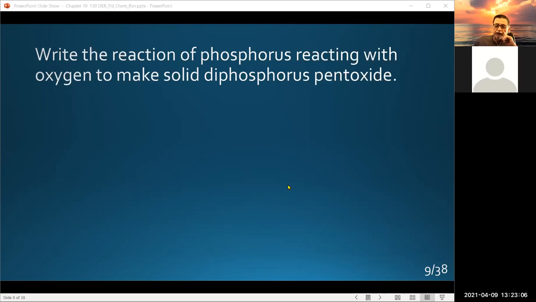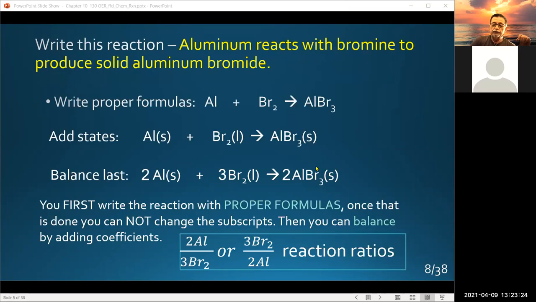Okay, one more example. They're asking you to write the reaction of phosphorus reacting with oxygen to make solid diphosphorus pentoxide. Okay, oh, somebody has a question. Go back to the formula. Sure, right there. Okay. You got it, Alexandra? Okay.